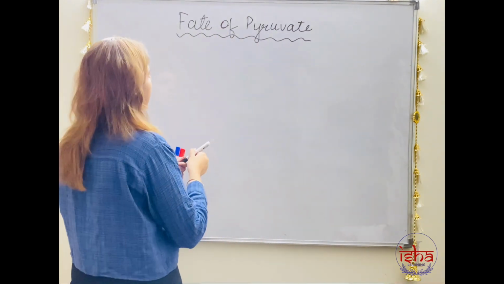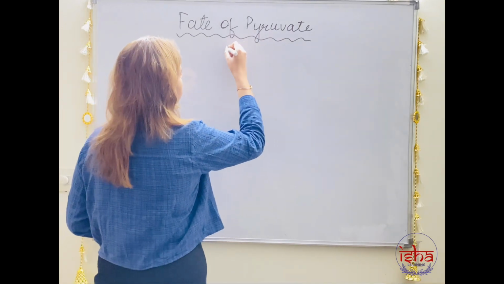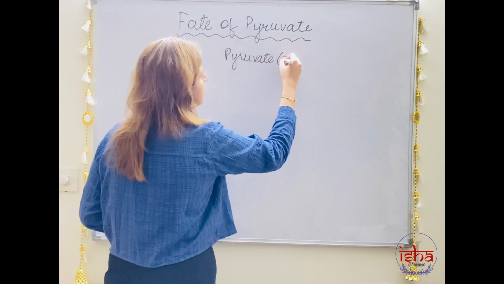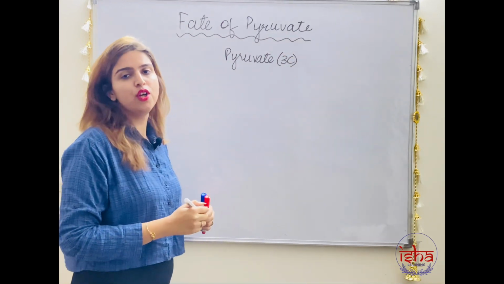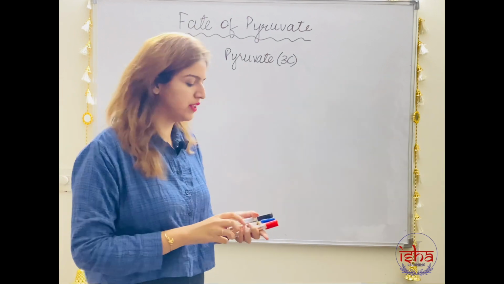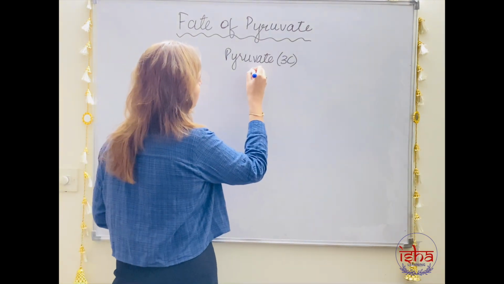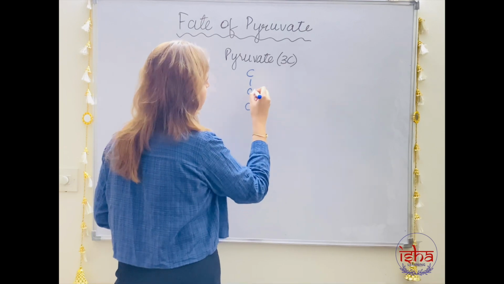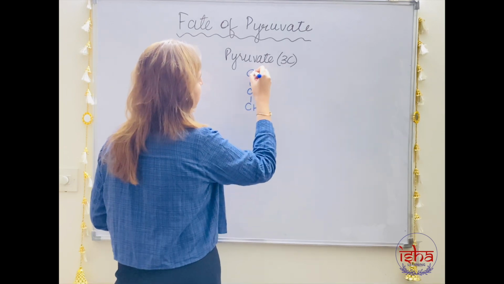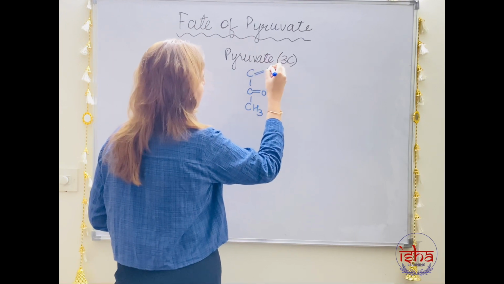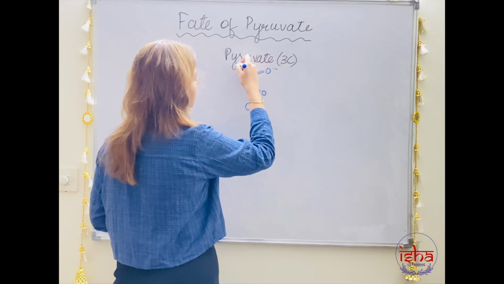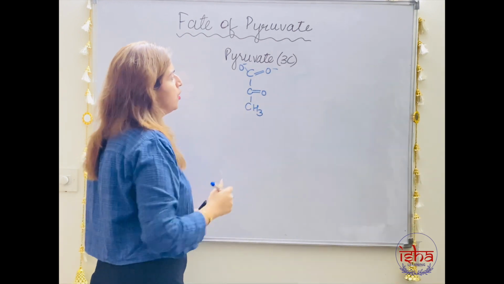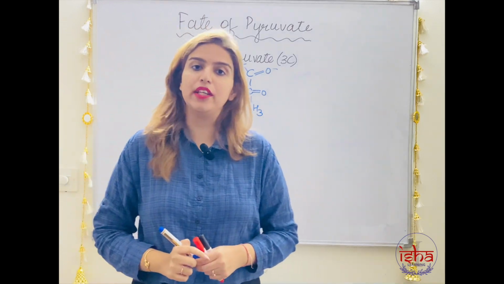To understand that, let's consider one molecule of pyruvate. As we have already discussed, this pyruvate is a 3-carbon compound. So let's try to draw the structure first. Let's draw a carbon backbone. And here we have CH3, here we have CO, double bond O, and one COO minus. This is your COO minus, this is the carboxyl group. So this is the structure of your pyruvate.